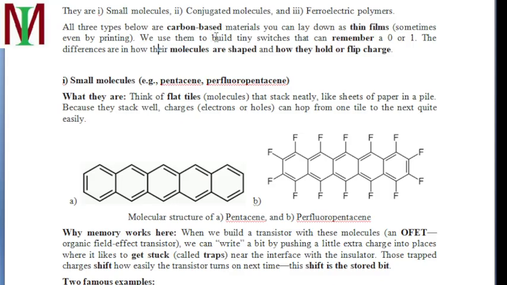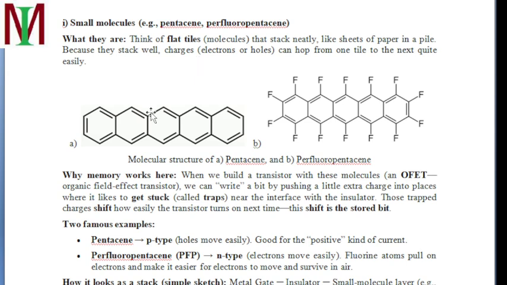So we use them to build tiny switches which can remember 0 or 1. The differences are in how the molecules are shaped and how they hold or flip the charges. So we'll see them one by one. Small molecules, as given in the syllabus, are pentacene and perfluoropentacene. Two examples are given in the syllabus. So what are they?